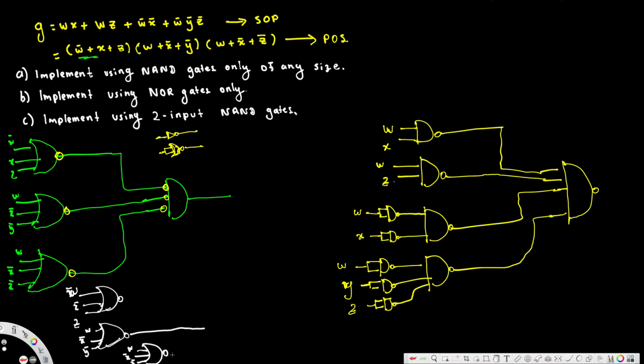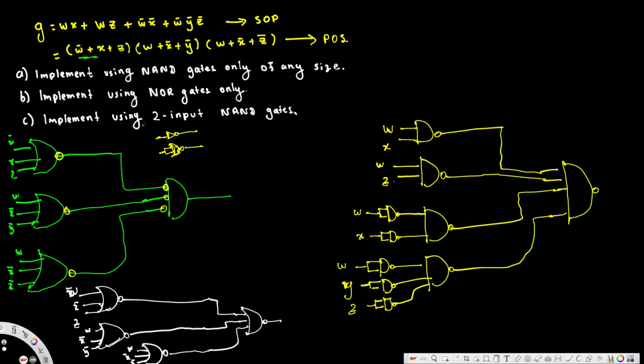So all three are connected like this. Finally, all of them are connected to an AND gate, and that can be replaced with a NOR gate like this. Okay, so this is going to be the final circuit. Now we are done with this part right here.